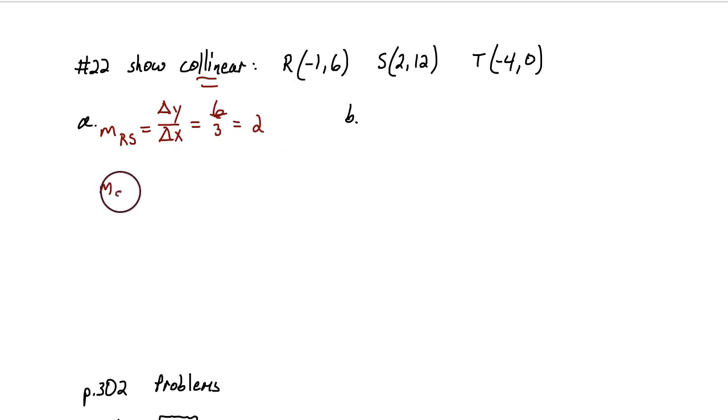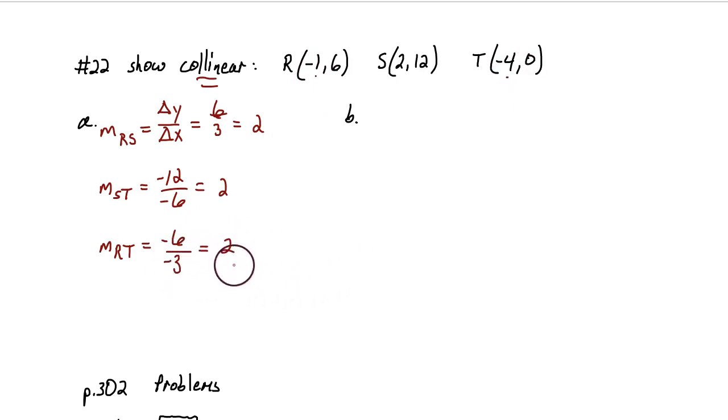Now let's find the slope of ST. Again, using change in y over change in x. From a 12 to a 0, it has decreased 12 units. From a 2 to a -4, it has decreased 6, and this reduces to 2. Now let's find the slope from R to T. From a 6 to a 0, it has decreased by 6. From a -1 to a -4, it has decreased by 3. And no surprise, it reduces to 2. All the slopes are the same, so the dots must line up in a diagonal line.